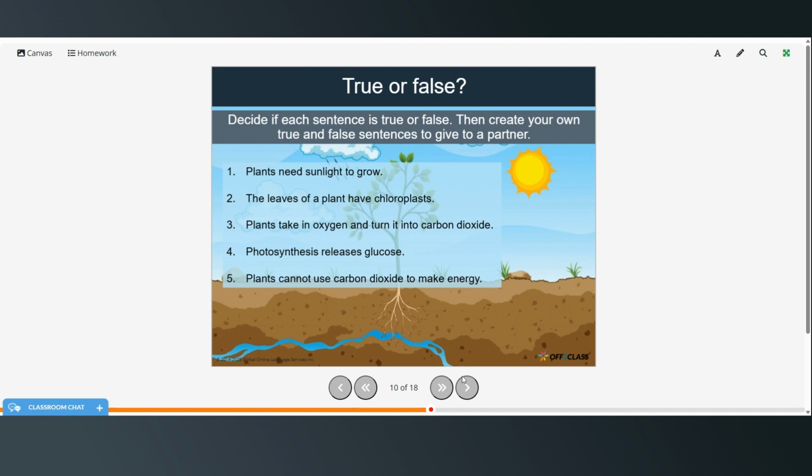All right, now decide if each sentence is true or false, and then you can practice making some of your own questions.